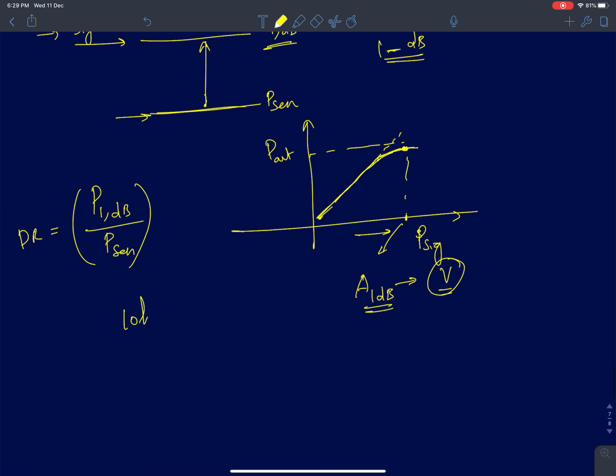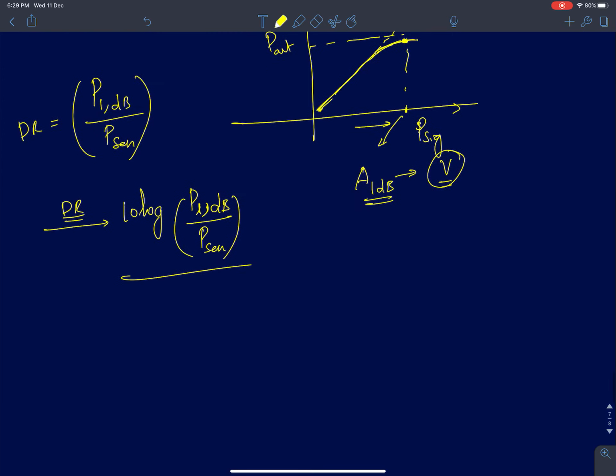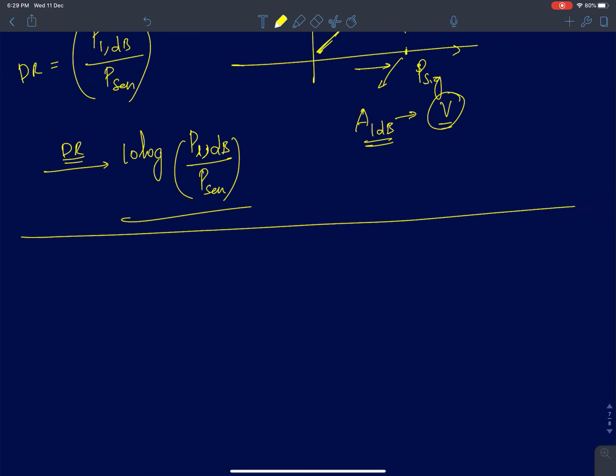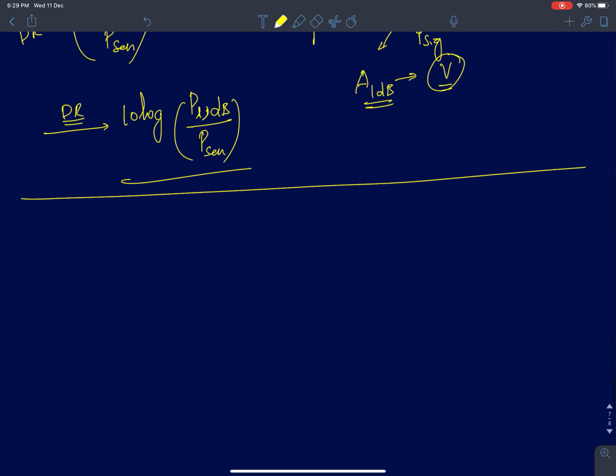So you take 10 log of the 1 dB compression point of the entire receive chain, not just the LNA or any single amplifier, divided by the receive sensitivity. This term is what we call dynamic range. There is also another way of defining dynamic range. I will not be testing this, but I will quickly mention it.